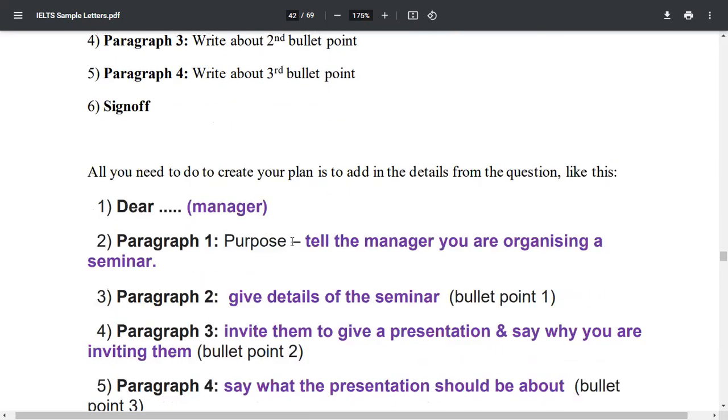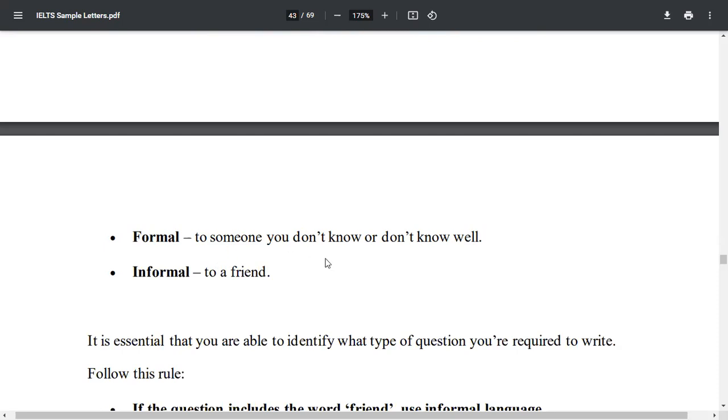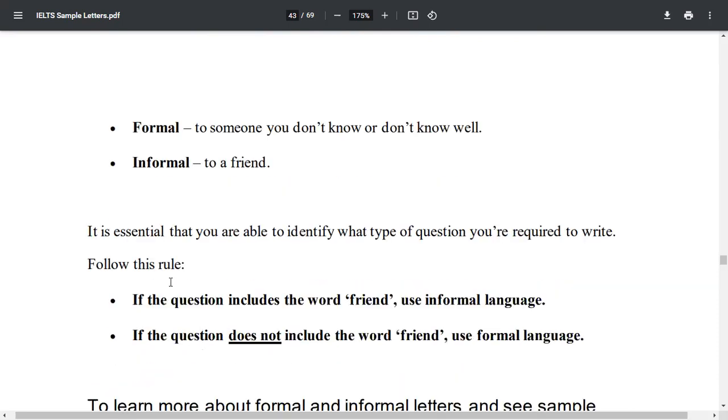Now before we move on, let me just explain to you the 2 kinds of letters. If you've watched my previous videos, I have already explained the difference between formal and informal letters. IELTS letters must be written in the appropriate tone and style. There are 2 options. We have formal if you are writing to someone that you don't know or don't know well, and informal if you are writing to a friend. So it's essential that you are able to identify what type of question you are required to write. You need to follow this rule. If the question includes the word friend, use informal language. If the question does not include the word friend, then use formal language.